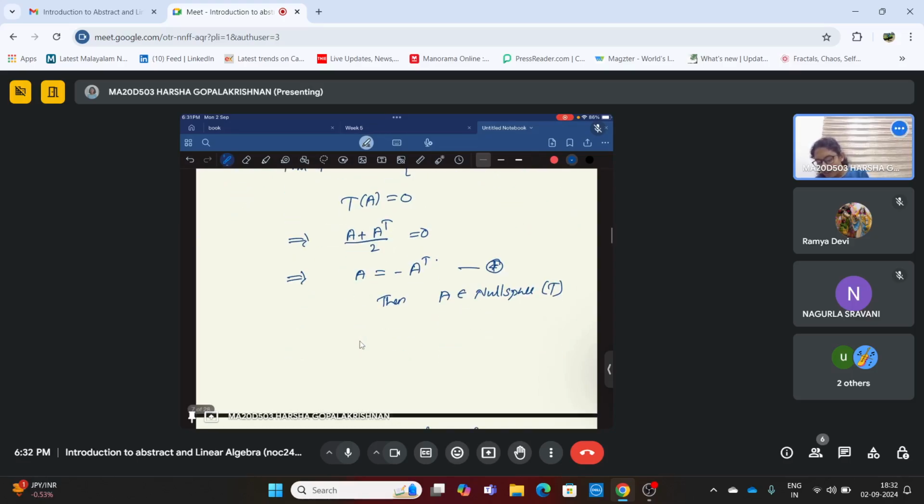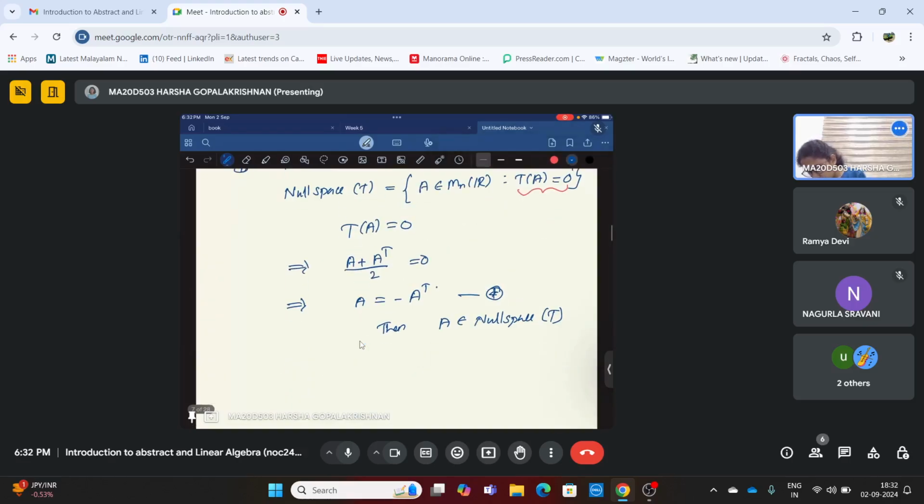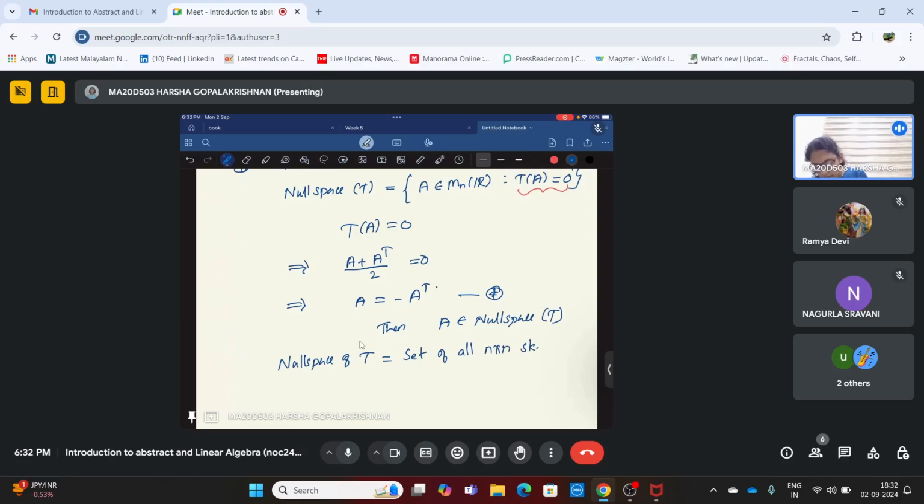Now, is that clear, that concept? I hope. Okay. So the null space of T is the set of all n by n skew symmetric matrices. Okay, that is what we got.